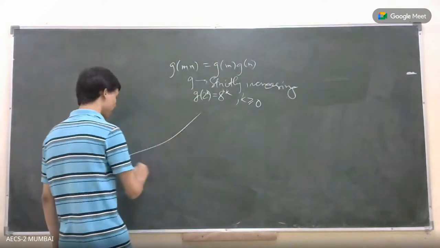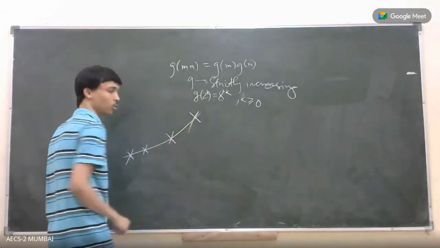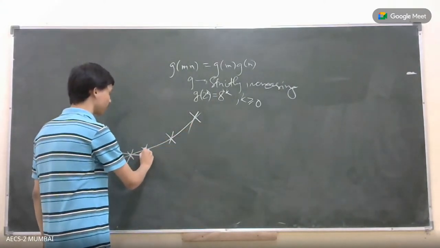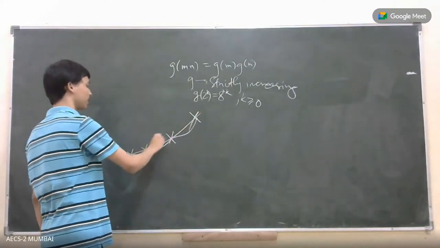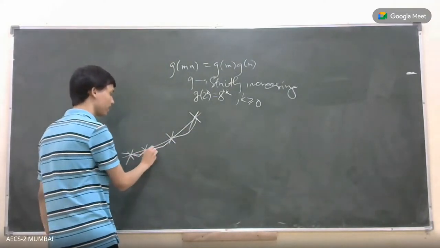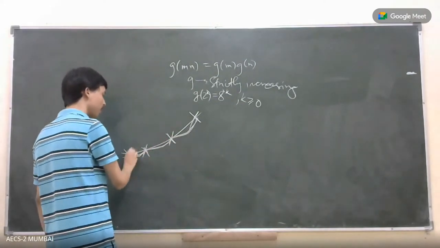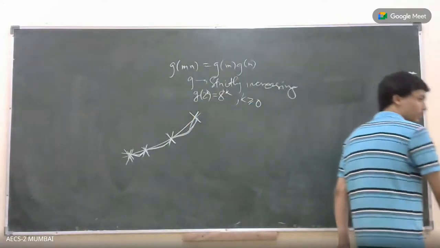So g is a function like this, and we have gotten its values at powers of 2, right? But what is preventing it from doing something like this? I mean, this is also strictly increasing, right? This function is also strictly increasing, and it matches, but at other values it's not excluded. So how do you rule out functions like this?